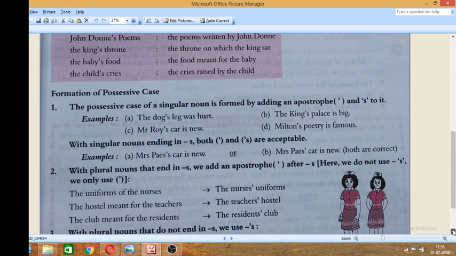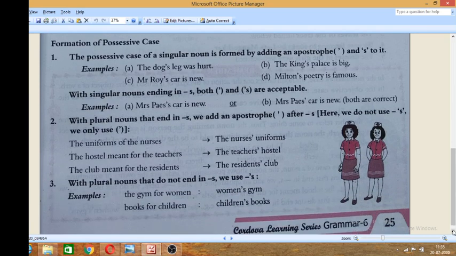The possessive case of a singular noun is found by adding an apostrophe and s. The dog's leg was hurt. With singular nouns ending in s, both apostrophe and apostrophe s are acceptable. Sometimes only the apostrophe is used, and both are used. Mrs. Pesaka's or Mrs. Pesaka', both are correct.